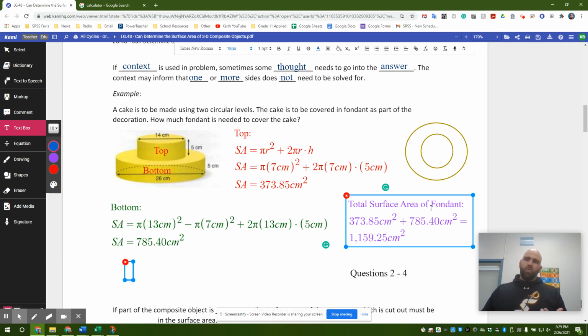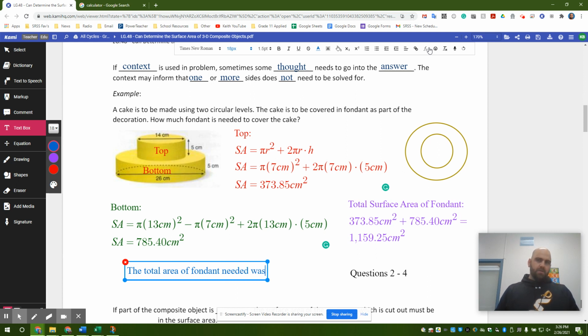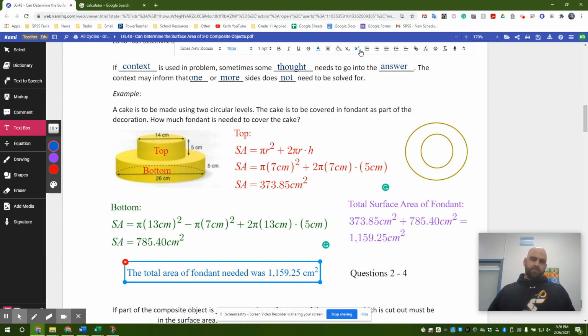So like here I said total area of the fondant. What you could do as well with your final answer is say the total area of fondant needed was 1,159.25 centimeters squared. And that could be your final answer. You're giving an answer with context for a question that has context as well.